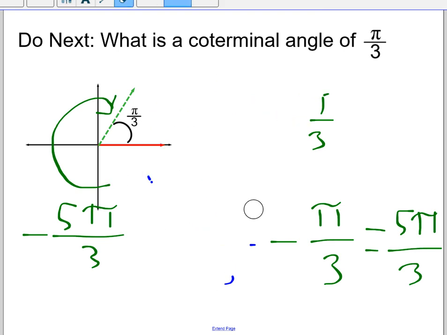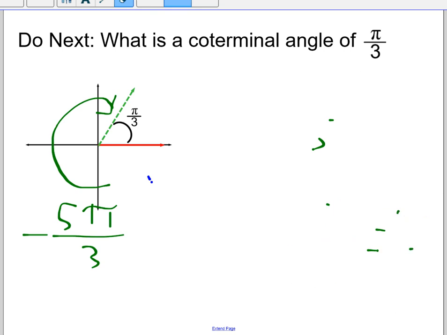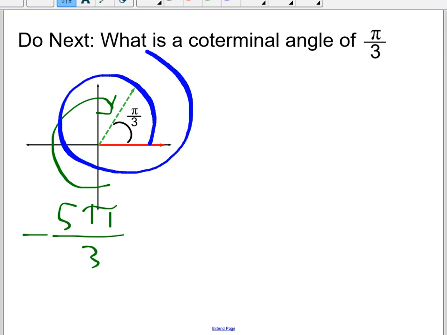And we can do the same going around the circle more than once trick to find other coterminal angles. We could say if we're going now in the positive direction, we could circle around once and then, oops, I went too far. We could circle around once and then stop at that coterminal ray and have another angle that is coterminal to pi over 3.